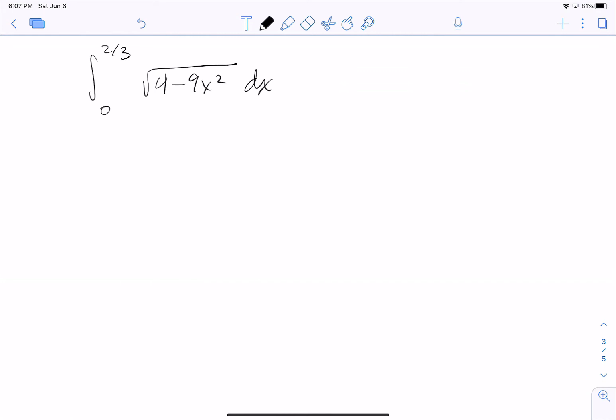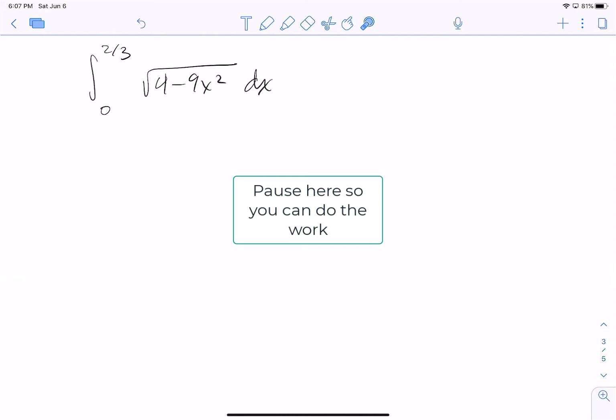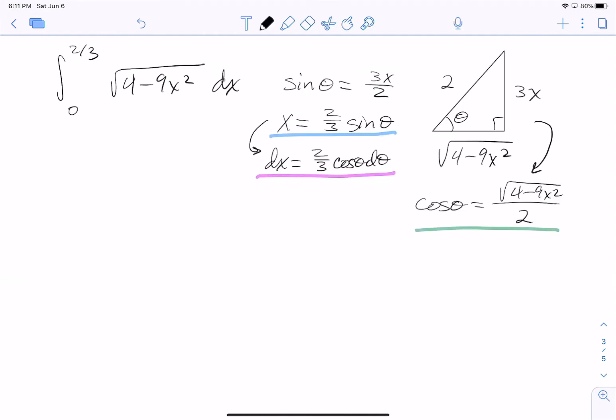We have the integral from 0 to 2/3 of the square root of 4 minus 9x squared dx. You probably know what's coming, don't you? Please pause the video and see if you can finish this. Just checking to see if we're on the right track here.